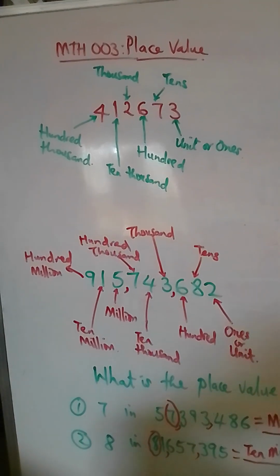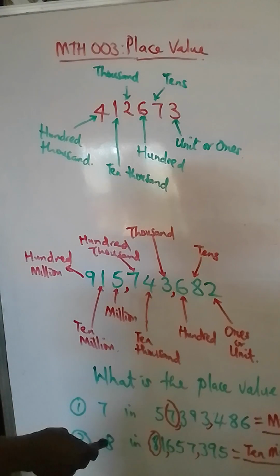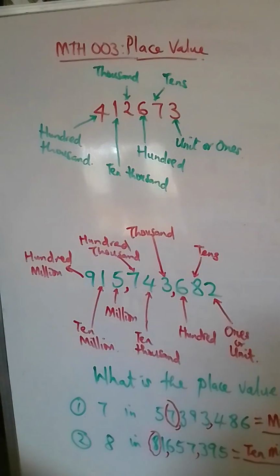So I hope you got the correct answer. The right answer there is the place value of 7 is million, while for number 2, the place value of 8 is 10 million. So put it correctly, and I'm going to give you another exercise to work on. I want you to be familiar with the place value of million and 10 million and 100 million, so that you move a little bit ahead.